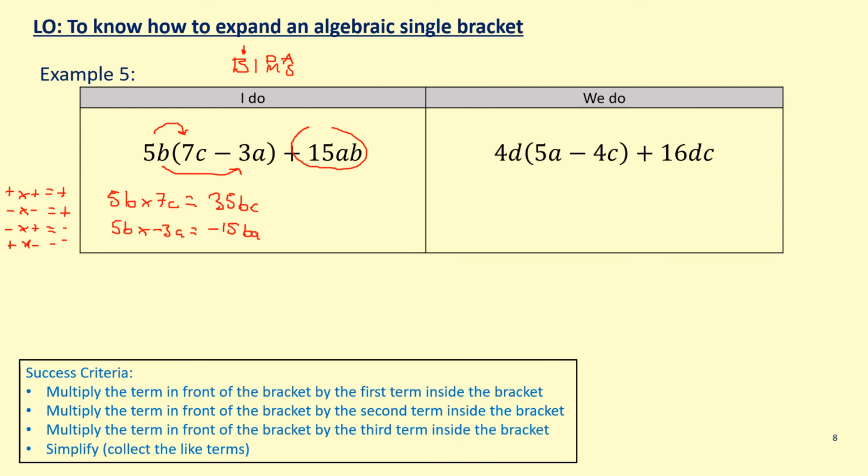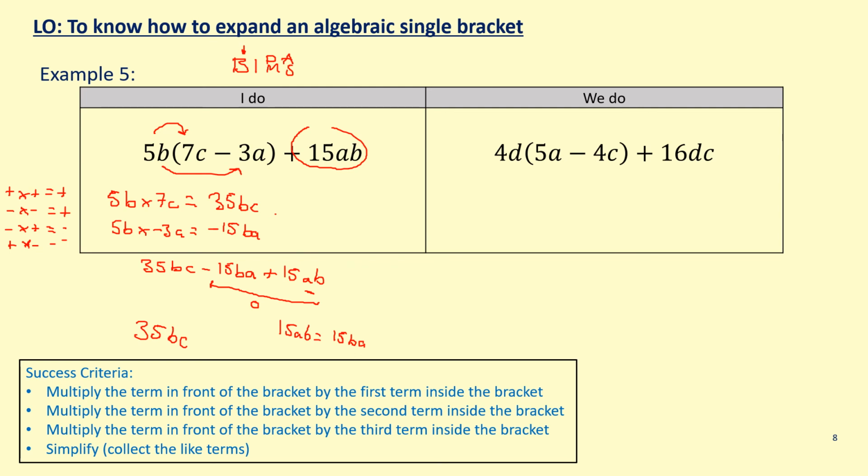So the answer for this one, if we go back to this question, for when we've expanded the brackets, is 35BC, take away 15BA. Remember to add 15AB, because that's what's left. And now 15AB is the exact same as 15BA. They've just got the letters in a different order. So that means these cancel out, because minus 15 add 15 goes to 0. So the answer is 35BC.